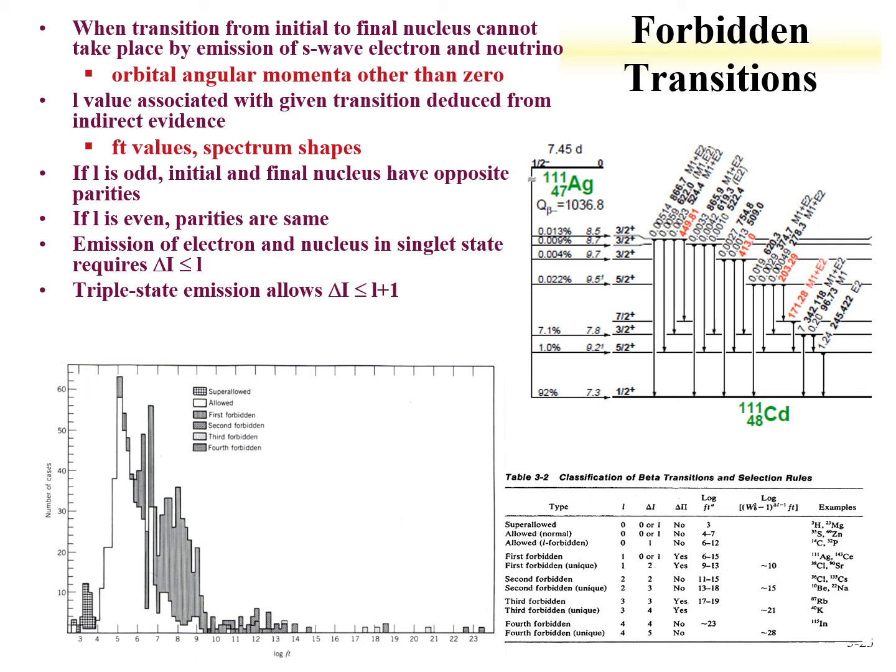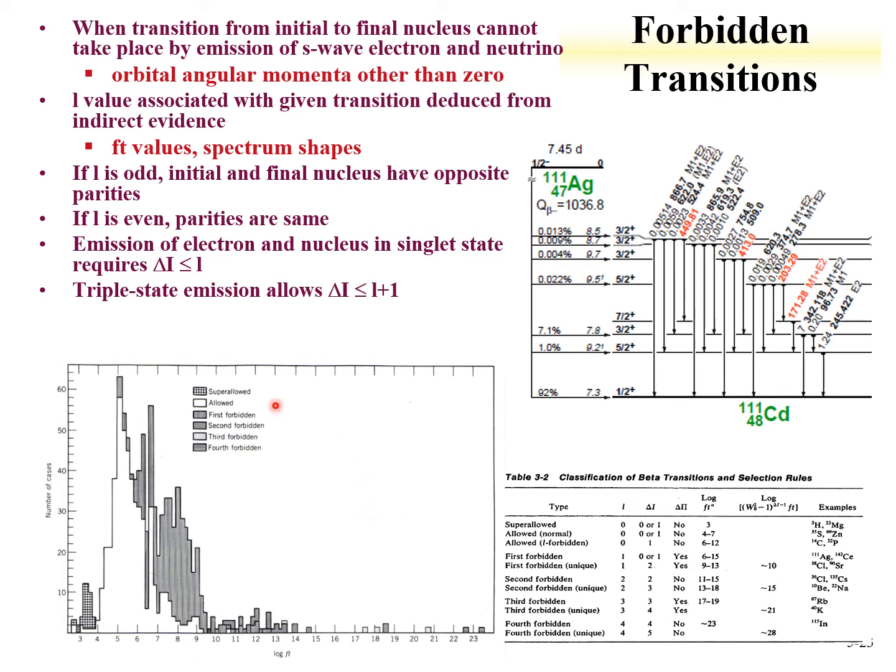As an example of this, a first forbidden transition is the decay of silver 111, where we go from a 1/2 minus to a 1/2 plus. This log ft value is 7.3, which falls within here. Spin change 0, but there is the parity change, 1/2 minus to 1/2 plus. That'll fall into a first forbidden transition.